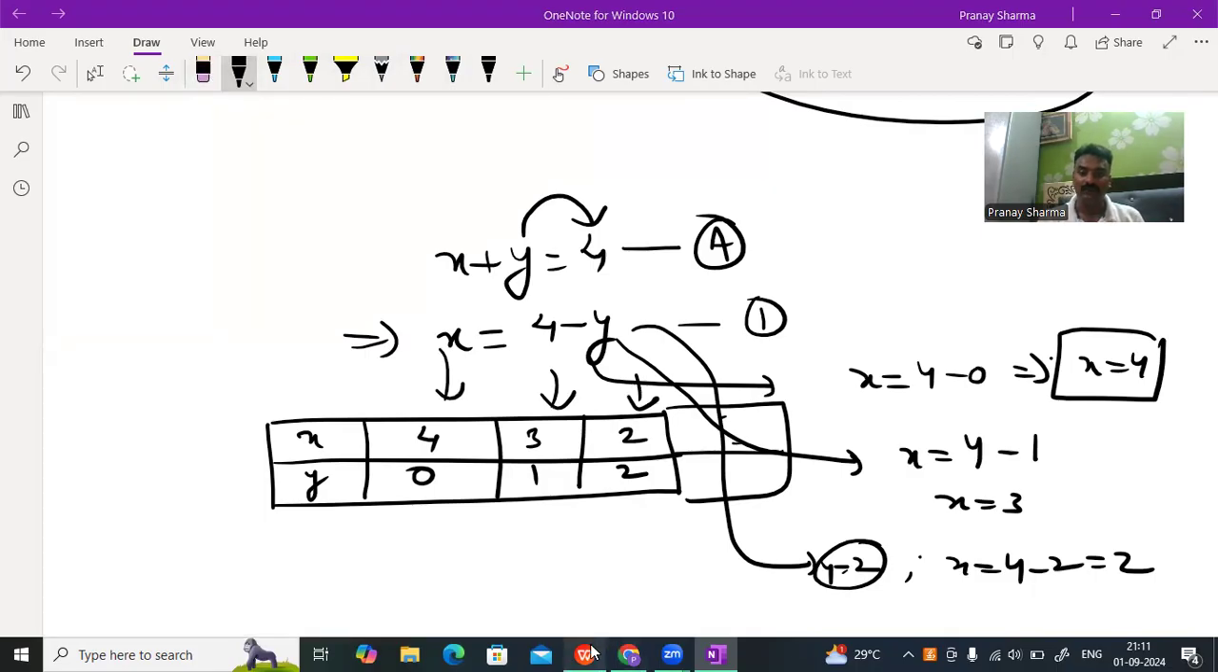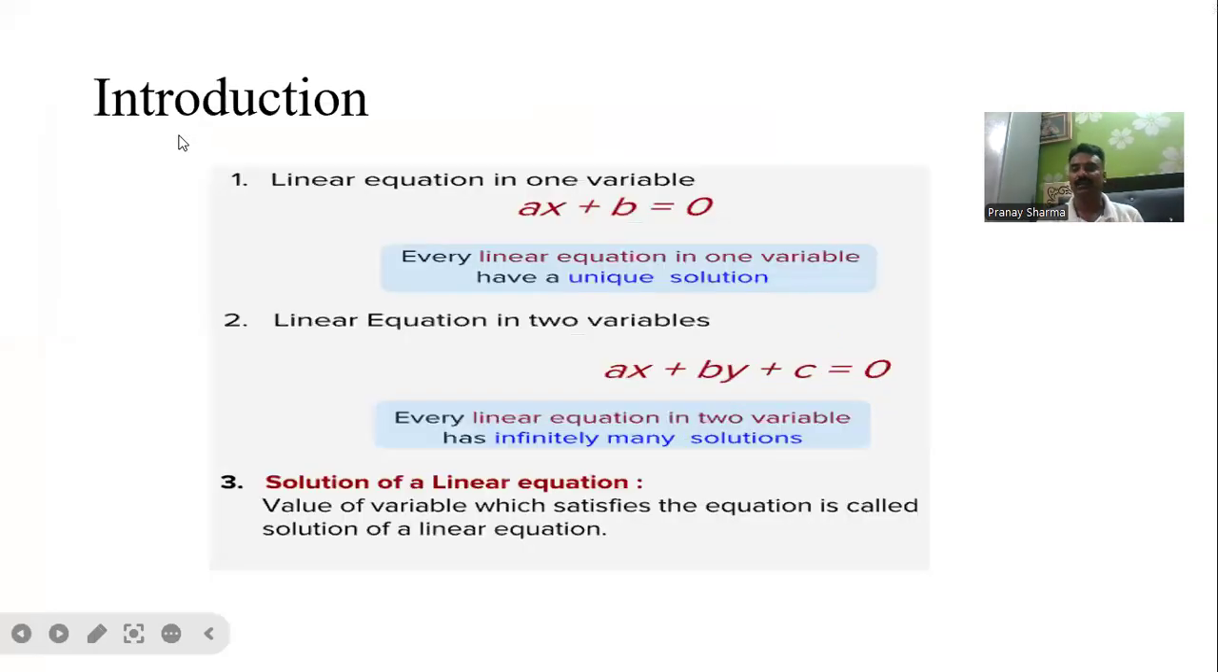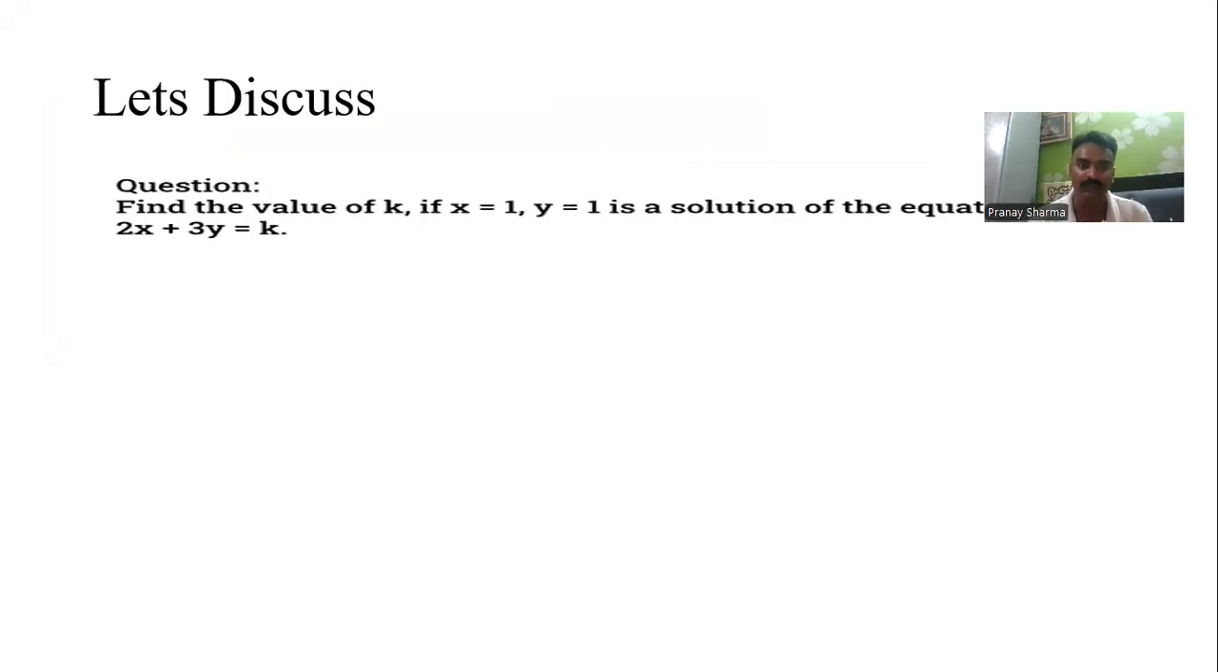However, with one linear equation in one variable, we have only a unique solution. So I have cleared this. Solution means the value of a variable that satisfies the equation. So all these pointers are covered, right? The introduction part is covered.